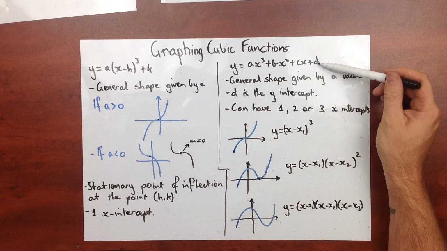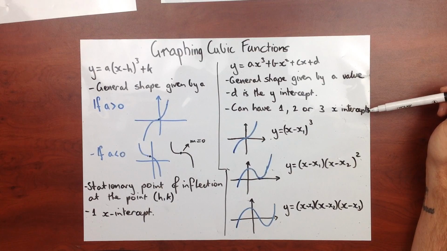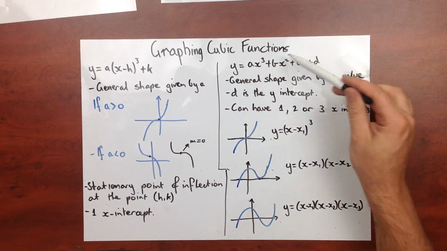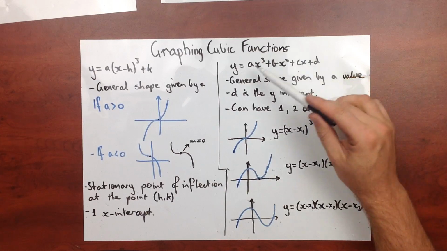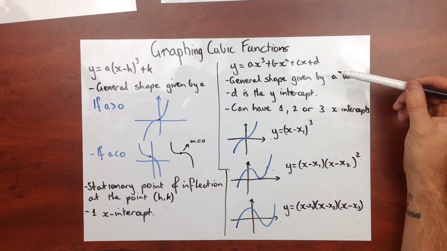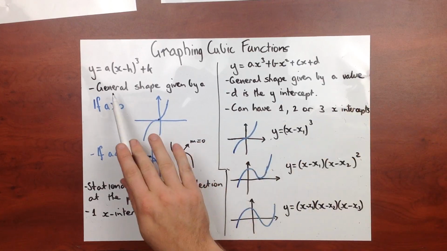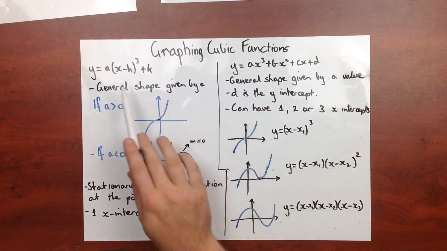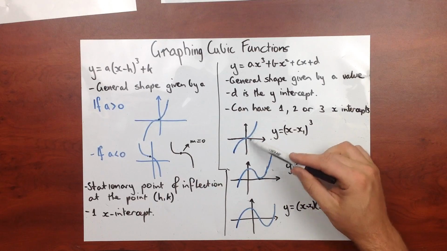d is our y-intercept. Now we can have either 1, 2, or 3 x-intercepts. It'll all come from actually factorising this. If we don't factorise this, we really can't graph it, because all we're going to get is our general shape and our y-intercept, but nothing else. So we need to be able to factorise it. If it's in this form, which is really a simplified version of our turning point form, it's going to look like this, and this is going to be our y-intercept.